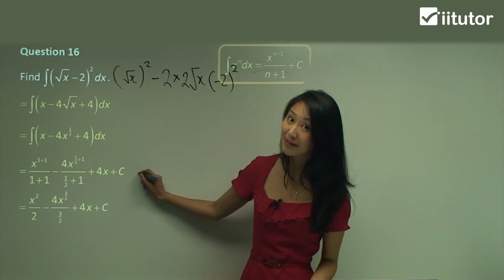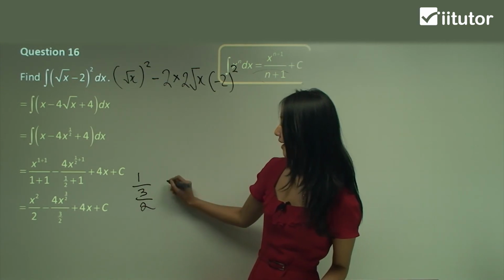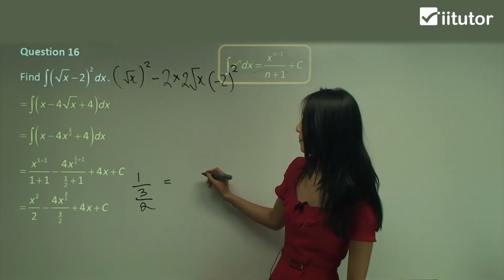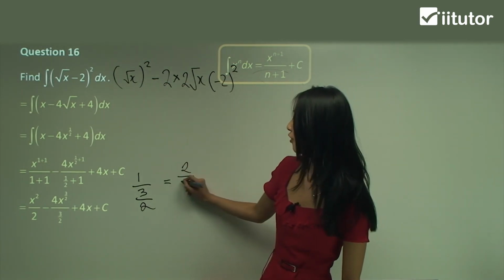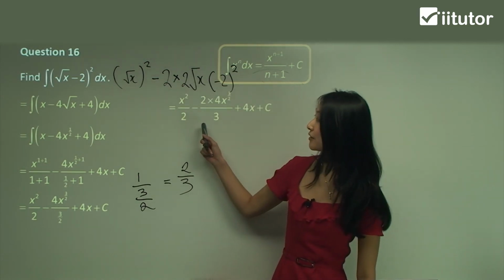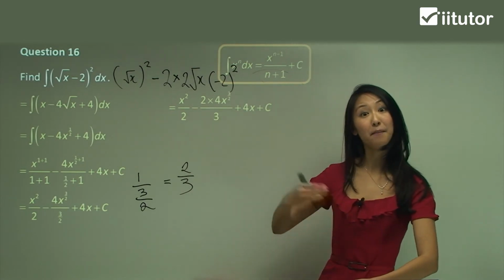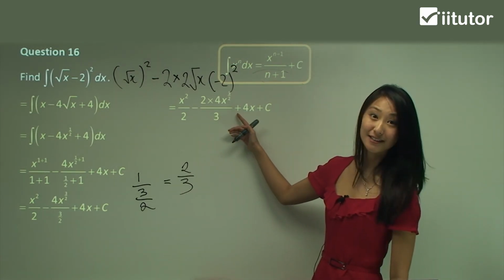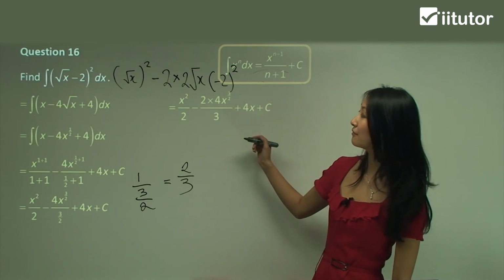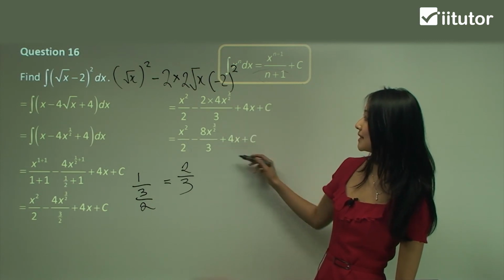Now remember how we've been talking about 1 on 3 on 2? All we need to do is just flip the bottom, so the reciprocal of the bottom. So that becomes 2 on 3. So this actually becomes x squared on 2, that 3 on 2 flips to become 2 on 3 multiplied by 4x to the power of 3 on 2 plus 4x plus c. And now we just simplify. So we know 2 times 4 gives us 8. Okay, this is all exactly the same.